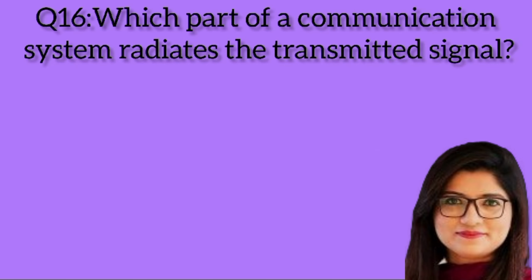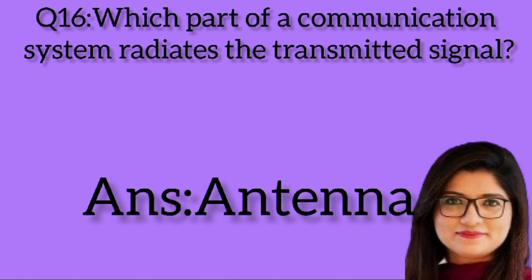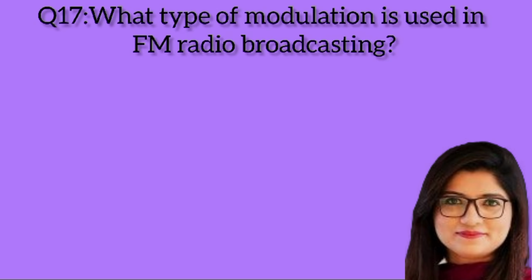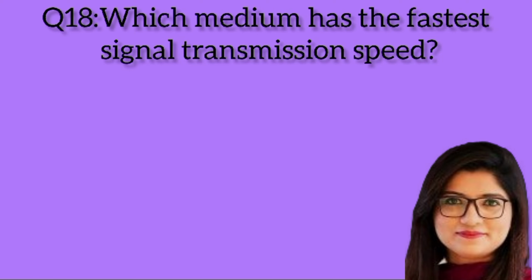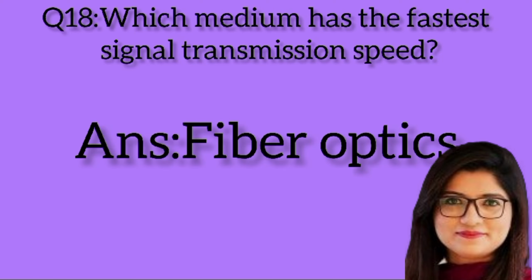Question 16. Which part of a communication system radiates the transmitted signals? Answer: antenna. Question 17. What type of modulation is used in FM radio broadcasting? Answer: frequency modulation. Question 18. Which medium has the fastest signal transmission speed? Answer: fiber optics.